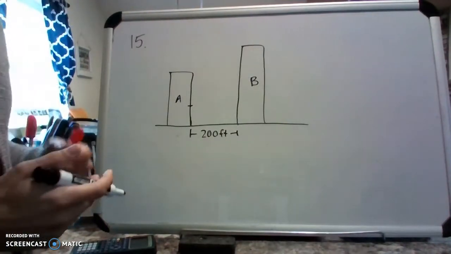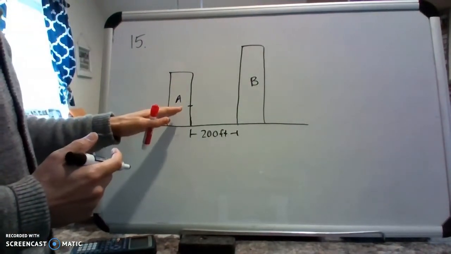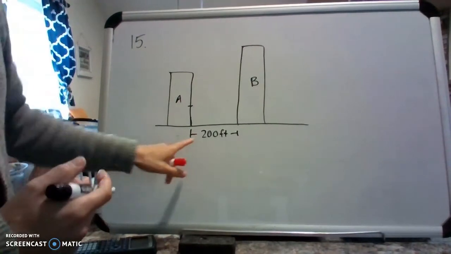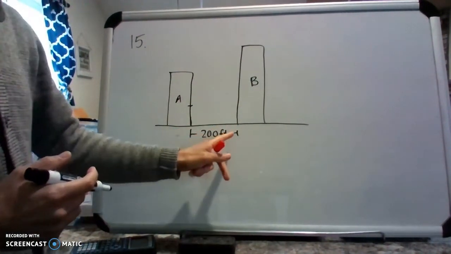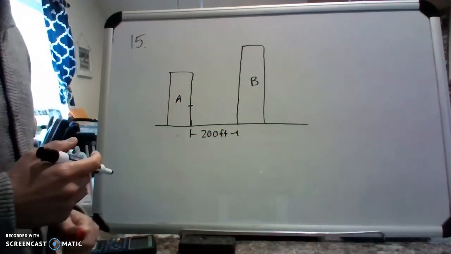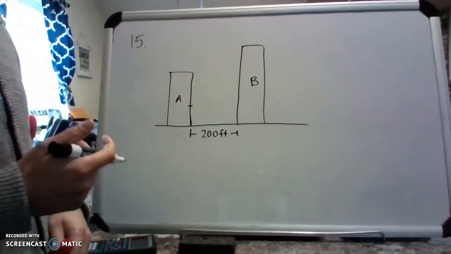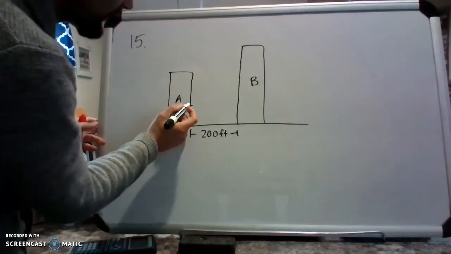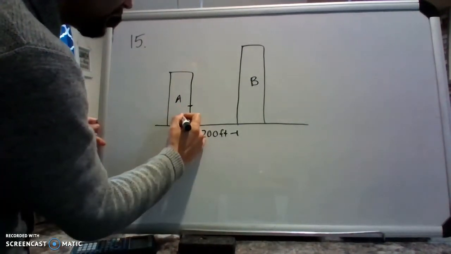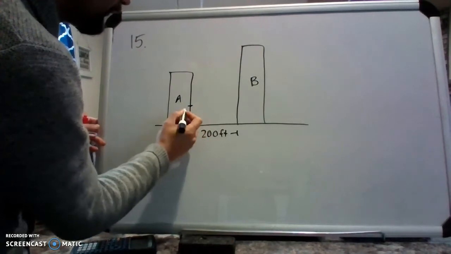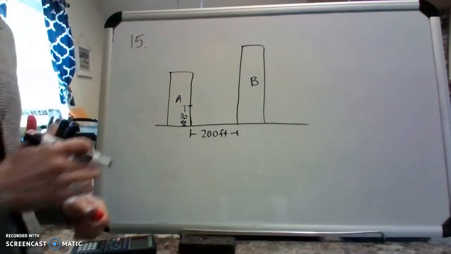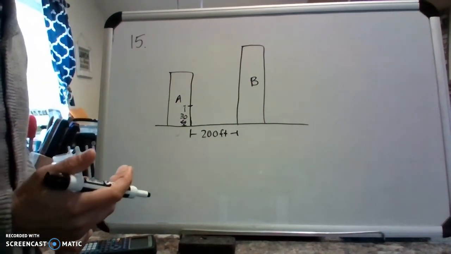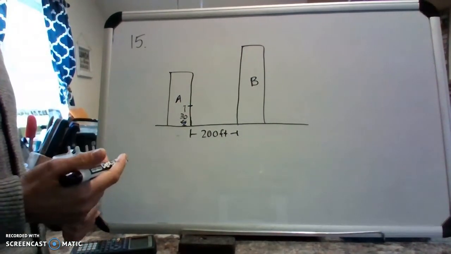For this last problem, we've been given the fact that there are two different buildings. The problem stated that the buildings were 200 feet apart, so I've labeled that here. It also says that a woman in building A looks out of a window 30 feet high. So I'm going to mark that window right here. I'm going to go ahead and write in 30 feet right there to remind us that she's already at a height of 30 feet.